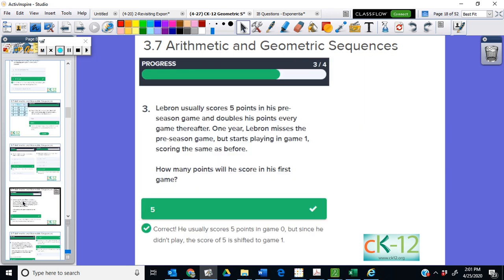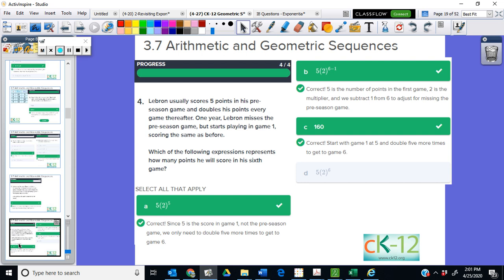Here's another one asking you how many points will he score in his first game? Well, because LeBron missed that preseason game, he's starting in the first game, the scores that he would normally get in the preseason game become his first game. So that's why it's 5. Here is another example. Notice that there are 3 models that represent the number of points that he will have in the 6th game.